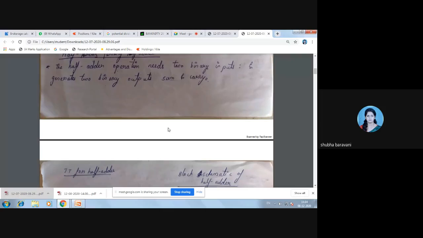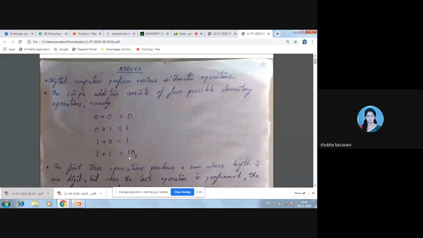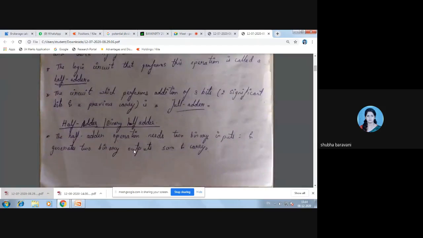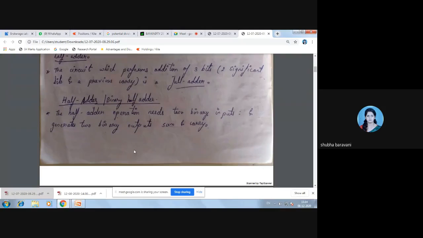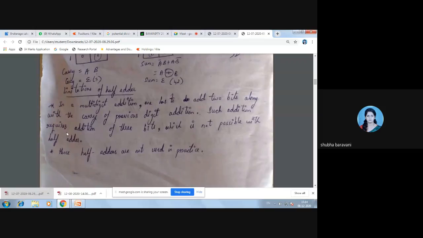Now, see, in a half adder circuit, what happens? Here I got one more one. Carry आ गया one. So if carry comes, it means there is a 3 bit. So the limitation of a half adder is that addition of 3 bits is not possible in a half adder. This is the reason why we do not go for half adder. Instead of half adder, we go for full adders.